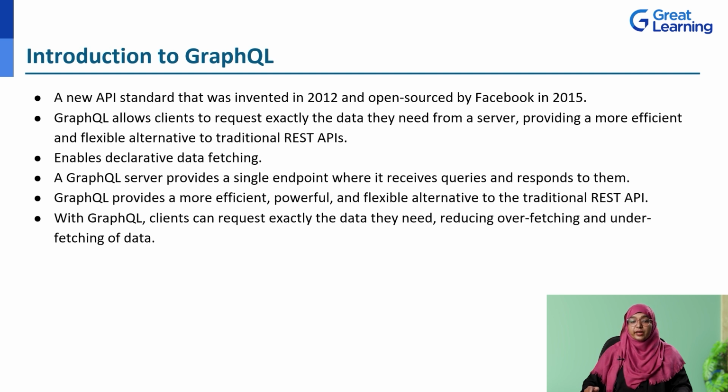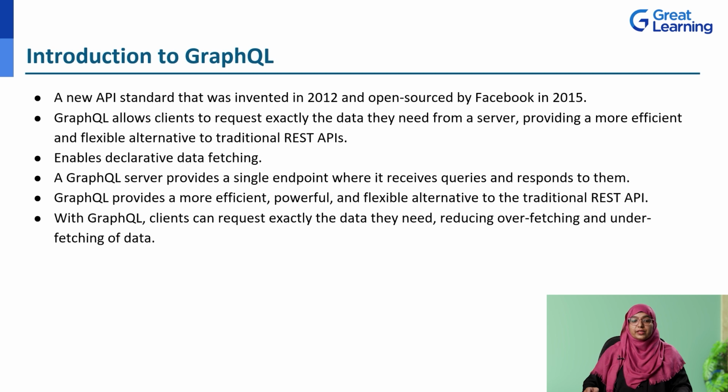So what GraphQL does is allow clients to request exactly the data which is needed from your server. It enables declarative data fetching. That is, it gives you a declaration of exactly what data is required. For example, if you're giving the user ID in a query and you need only the name, but in your data you have name, age, and address, you only need the name. So you'll be able to fetch only that detail with the help of declarative data fetching.